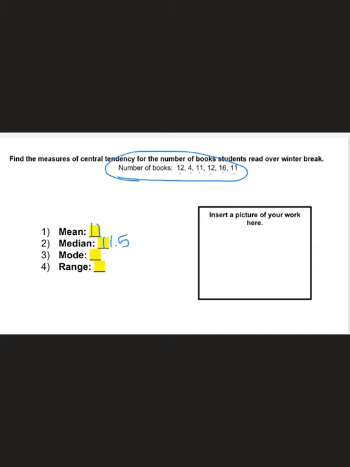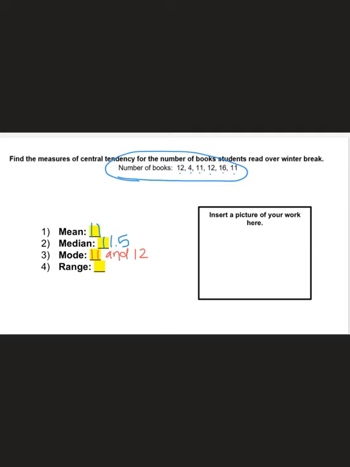Next is your mode. So no work to be shown for this. You're just looking for what number happens most often. And in this case, we actually have two modes, 11 and 12, because they both happen twice. So mode 11 and 12.